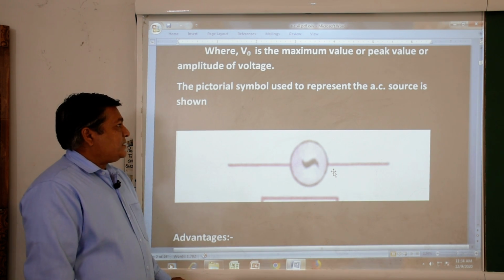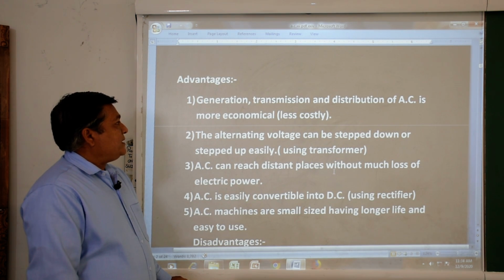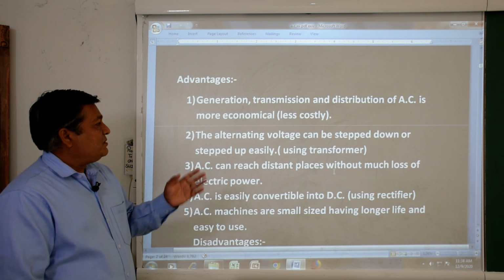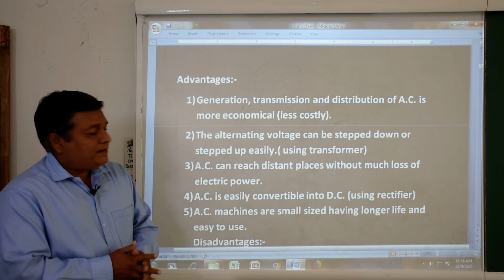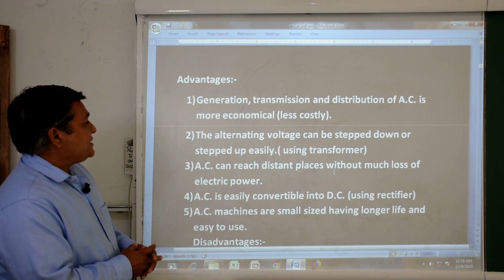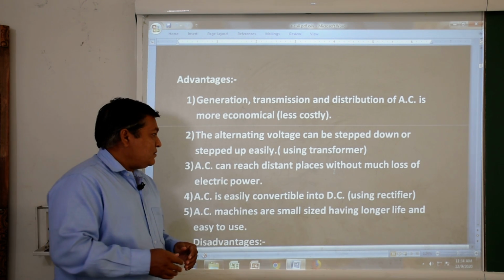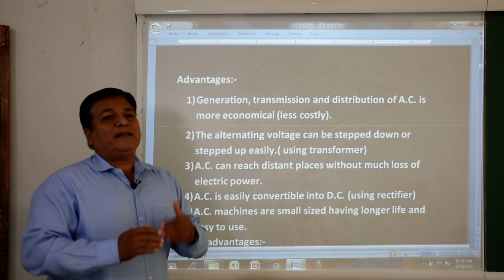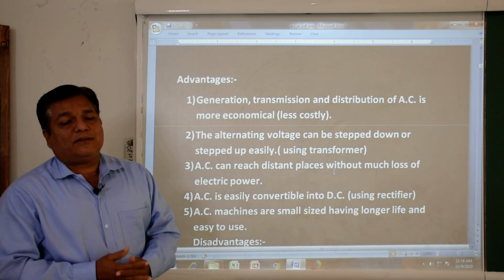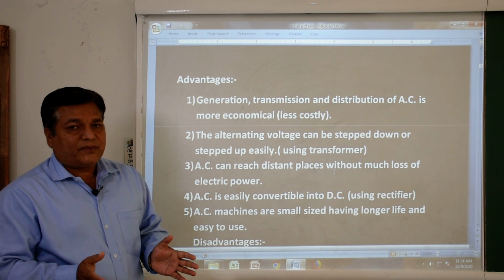What are the advantages of alternating current? Let us go through that. Generation, transmission and distribution of AC is more economical, meaning it is much less costly. Second, alternating voltage can be stepped down or stepped up. By using the transformer we can increase or decrease the voltage according to our convenience.